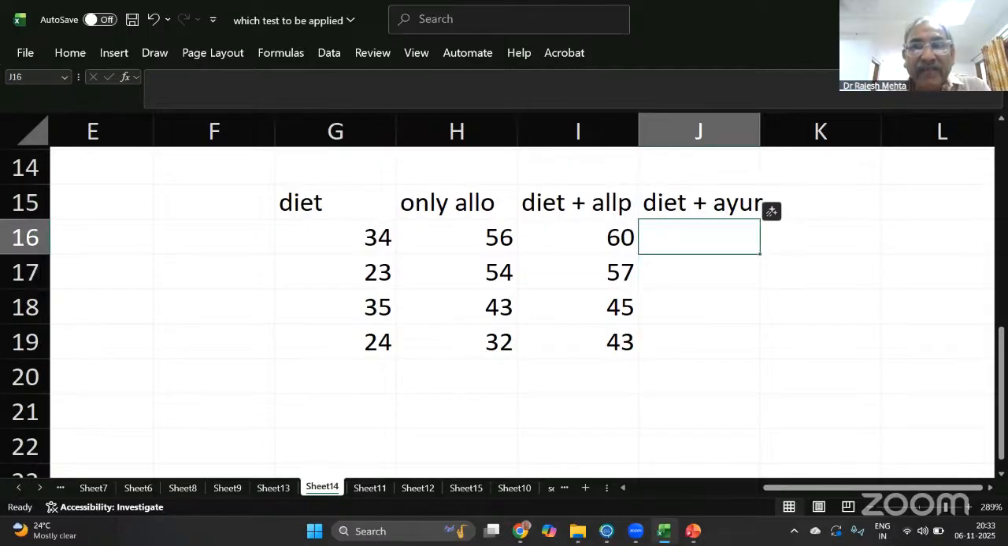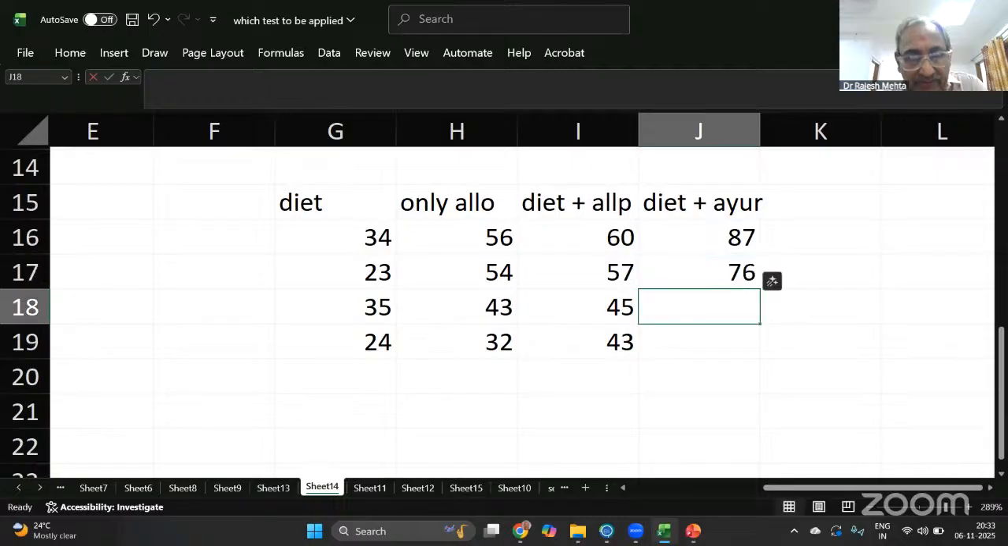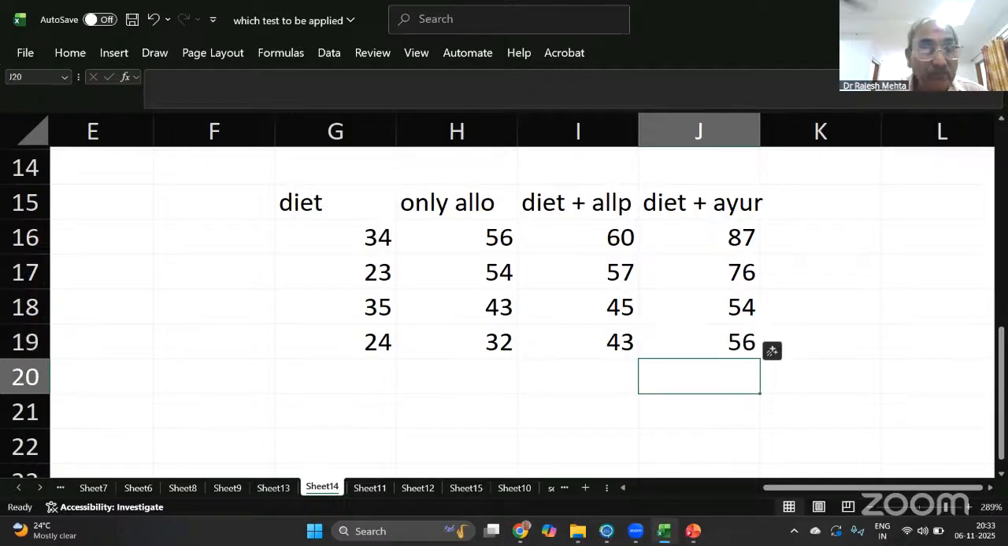In diet plus Ayurveda, it was something like 87, 76, 54. These are independent patients. They have nothing to do with each other. There were 16 patients treated like this. This was the data. Now we want to find out whether the data is homogeneous or not. Is there a significant difference?